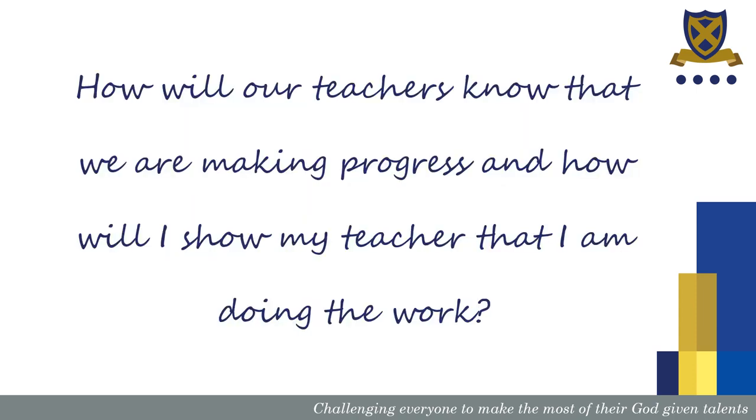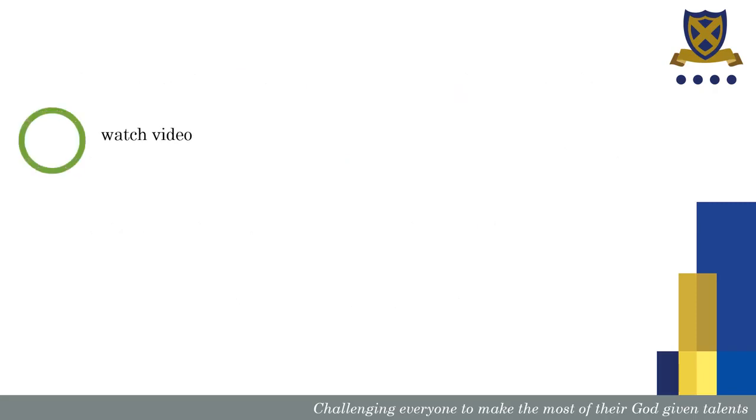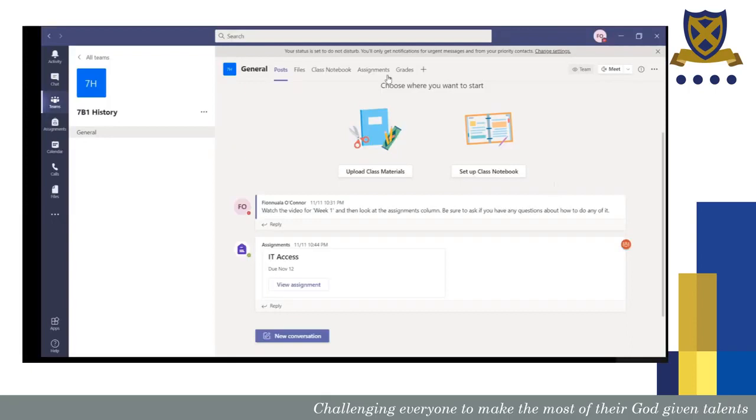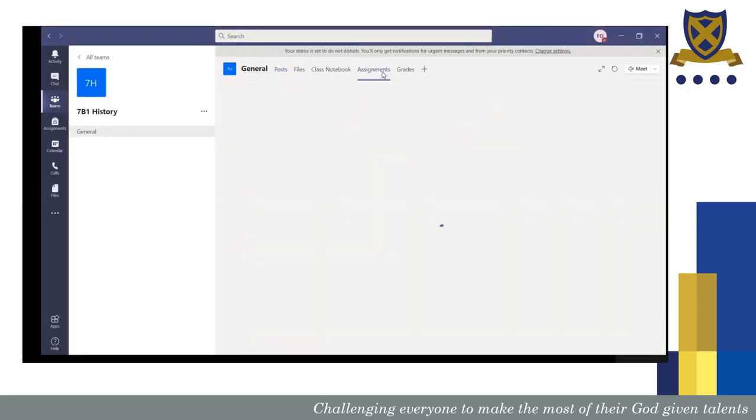How will our teachers know that we are making progress and that we are doing the work? After we have watched the video and completed any notes or practice activities that we were supposed to, we will have a quiz to complete. It might be based on the lesson you just did, or the last week's worth of lessons. Click on Assignments at the top of the page. Here your assignments will be displayed. Click on the assignment you need to complete and answer all the questions. If you need to go back and watch the video to help, then do so.